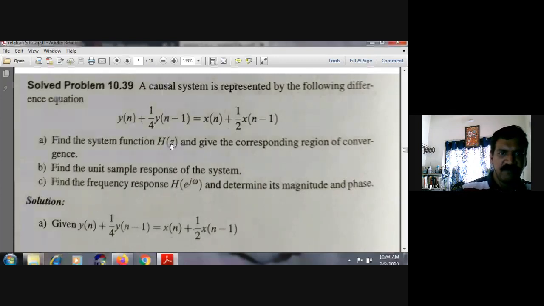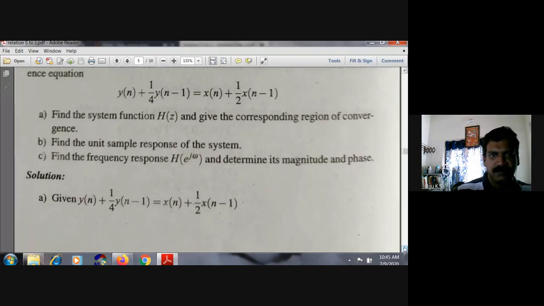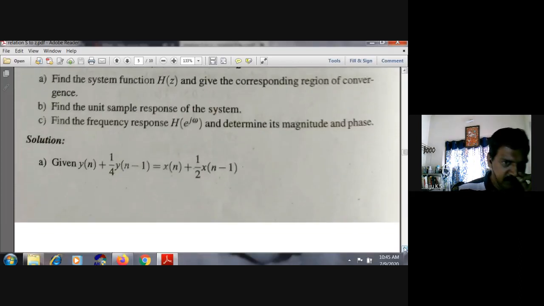This is a mixture of Z transform topics. First, we have to find the system function. Second is the inverse Z transform. Then the conversion from Z to DTFT. After that, we find the frequency response. Determining the magnitude and phase response is nothing but the frequency response of the system. So this is a complete problem having all the flavors. First you write the equation.